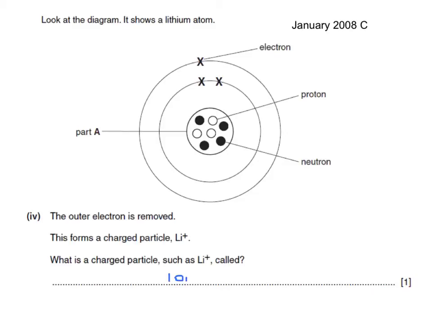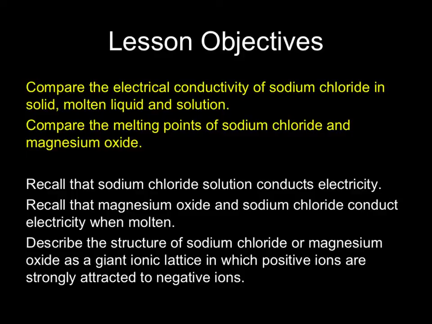Well, we know that that is called an ion. The second part of this tutorial concerns the properties of ionic compounds, and you need to know two compounds, particularly sodium chloride and magnesium oxide, and you need to be able to compare the melting points of these two because of the difference in the charges of the ions.